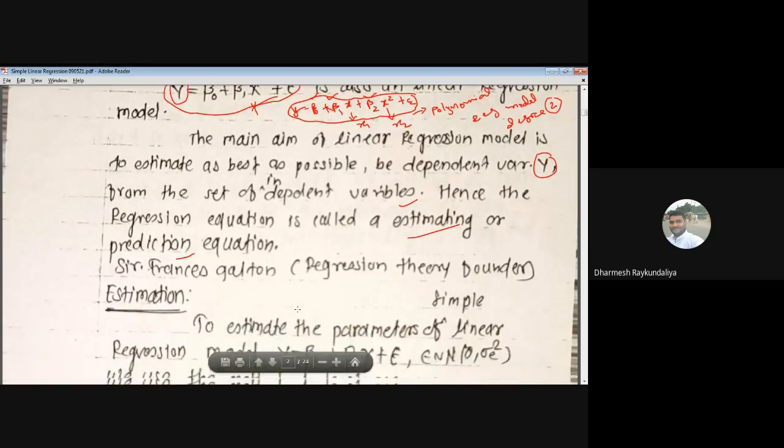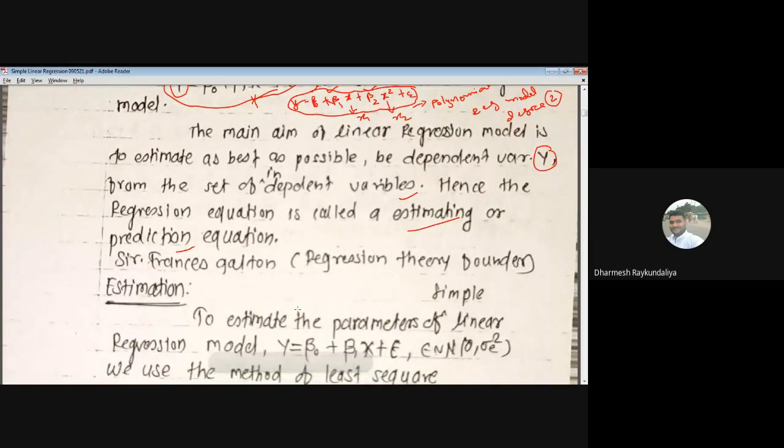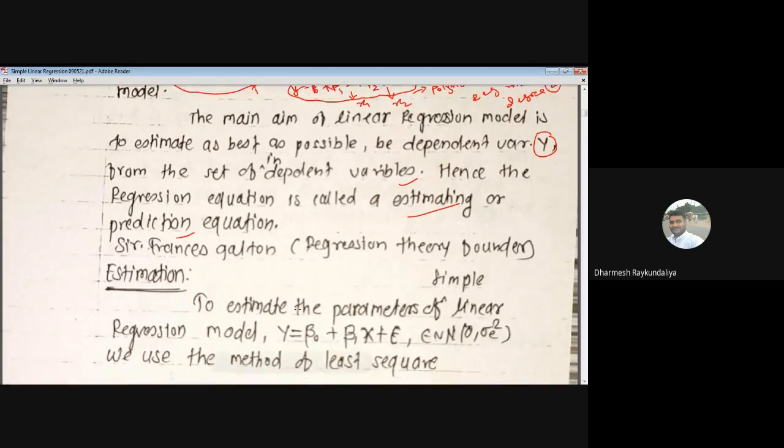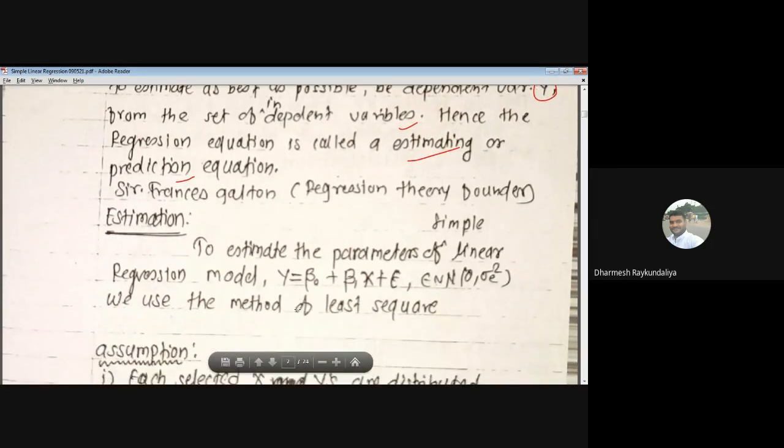And the idea of the regression model was coined by Sir Francis Galton. Okay, he gave the concept of regression analysis. So we will first talk about the simple linear regression model. What is the simple linear regression model? If it has one dependent variable and one independent variable, and if instead of one x you take more than one x, then the simple linear regression model is extended to the multiple linear regression model.